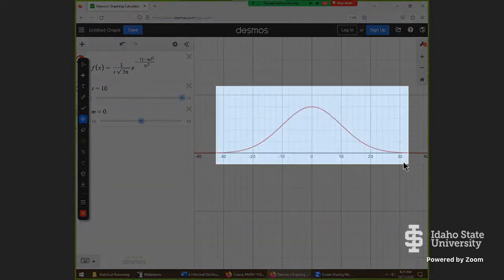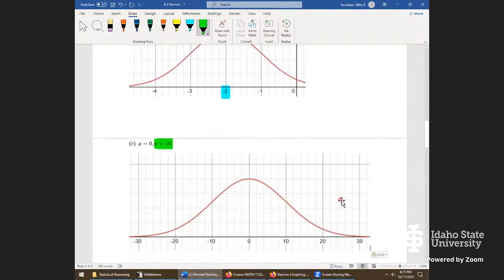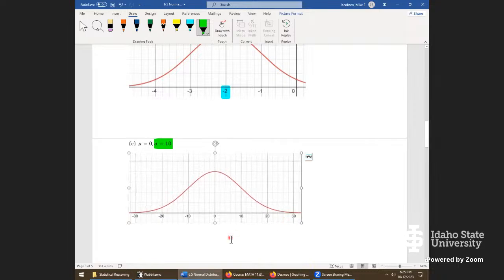So we'll go from -30 to +30. Even with a standard deviation 10 times as big as in part B, our picture is still, well, the same thing. It just has different values on the horizontal axis and the vertical axis, but we also suppress the vertical axis. We don't need it to calculate probabilities or find the areas under the curve.